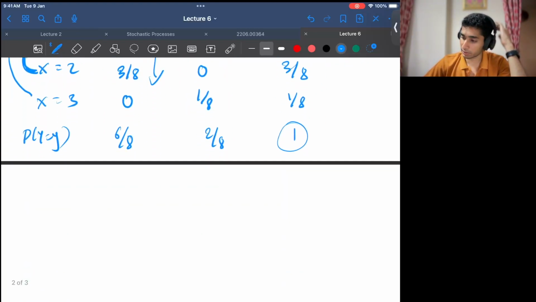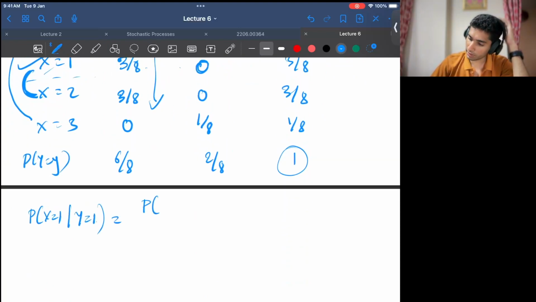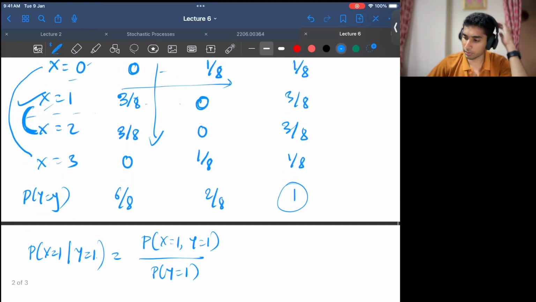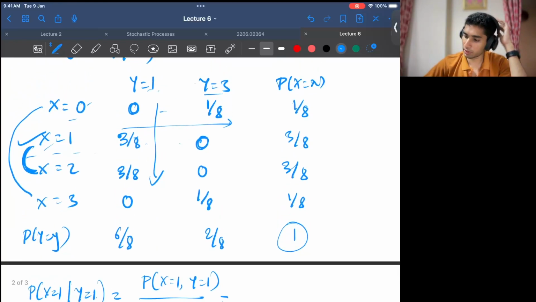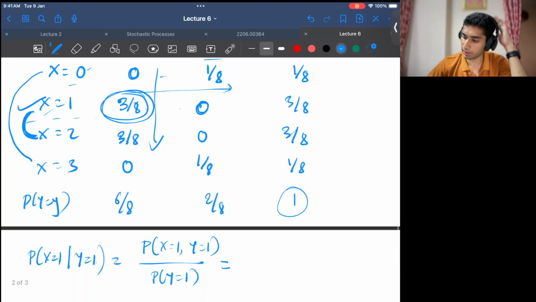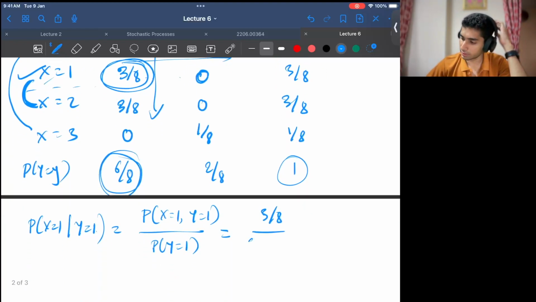Now, coming to the question, you have to find probability of x equal to 1 given y is equal to 1. What is that? This will be equal to probability of x equal to 1 comma y equal to 1 divided by probability of y equal to 1, right? By using Bayes theorem. And what is this? Probability of x equal to 1, y equal to 1. It's this thing, right? It's 3 by 8. And what is the probability of y equal to 1? So you have to see probability of y equal to 1, which is 6 by 8, right? This is 6 by 8, and this will be equal to 1 by 2.